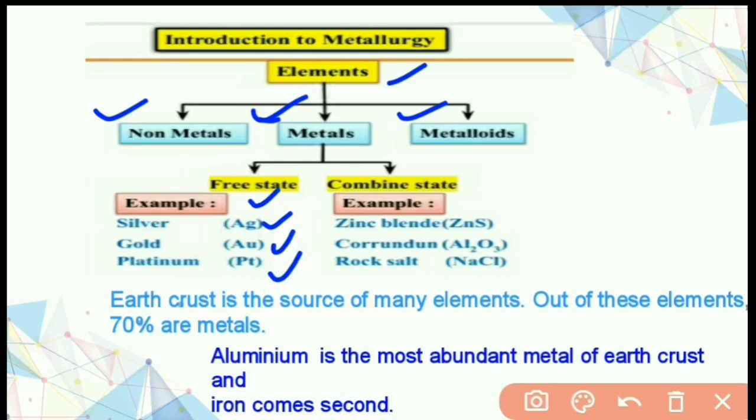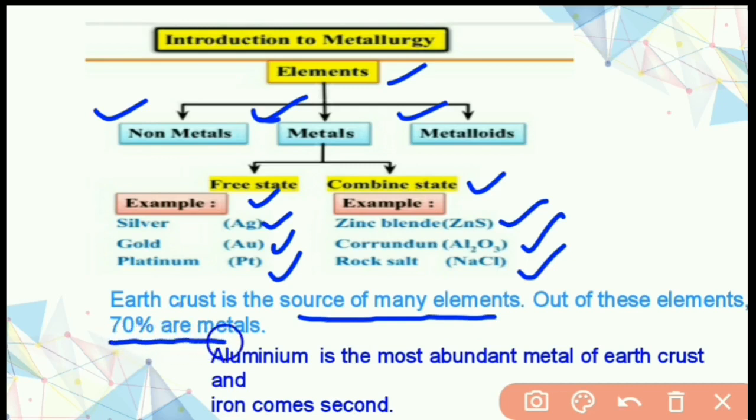And other elements are highly reactive. They are present in the earth's crust in a combined state, for example zinc blende ZnS, corundum aluminium trioxide, rock salt with formula NaCl. So the earth's crust is the source of many elements. Out of the 118 elements present in the periodic table, 70% are metals. Aluminium is the most abundant metal of the earth's crust and iron comes second.